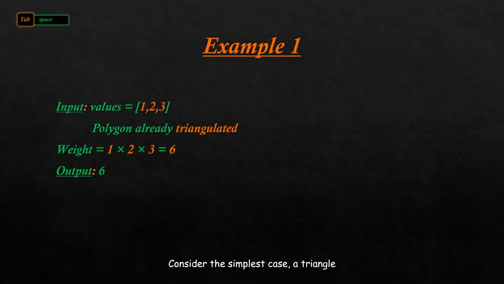Consider the simplest case, a triangle itself. With input values 1, 2, and 3, the polygon is already triangulated. The score is simply the product 1 × 2 × 3 = 6. Thus the answer is 6. Straightforward, but it builds the foundation.